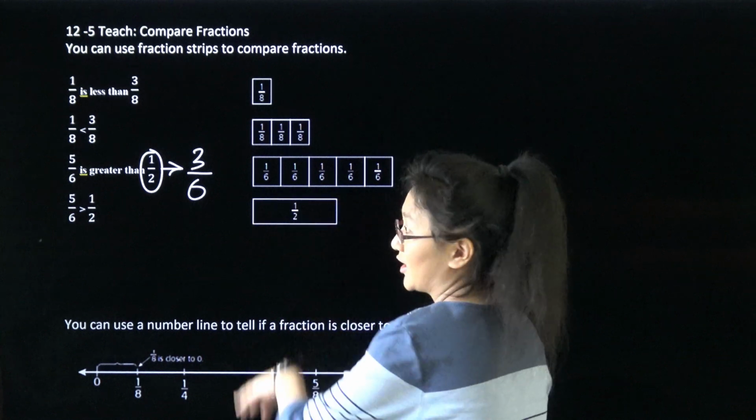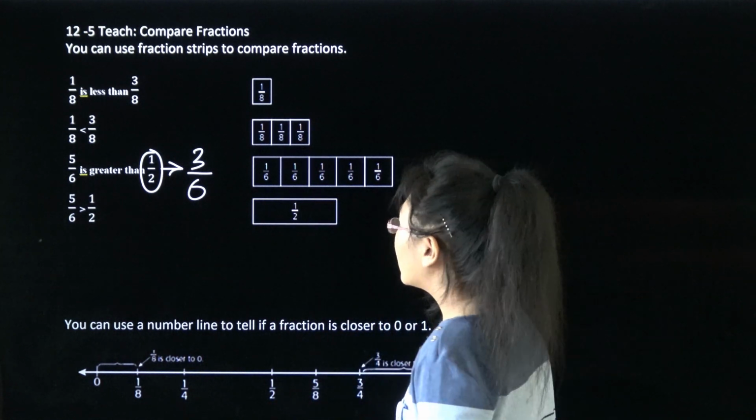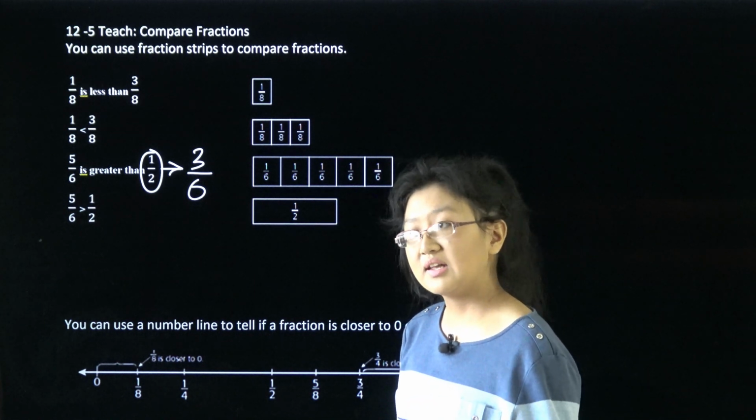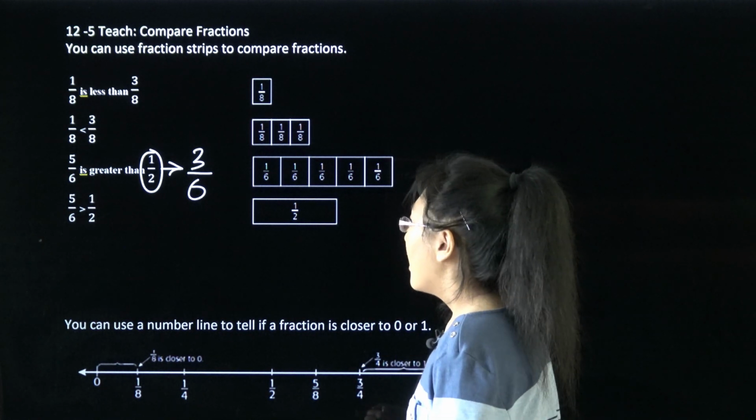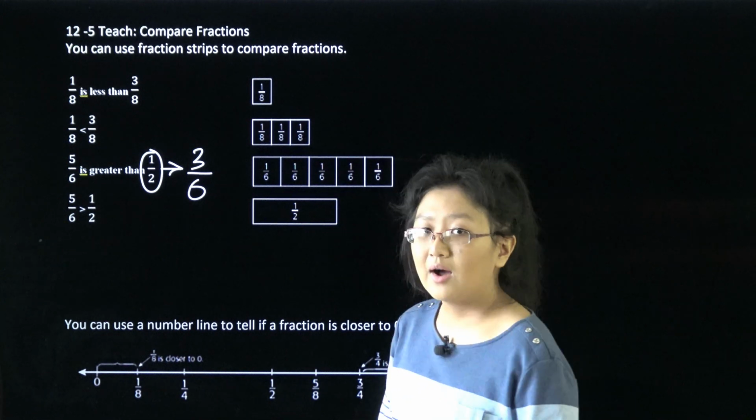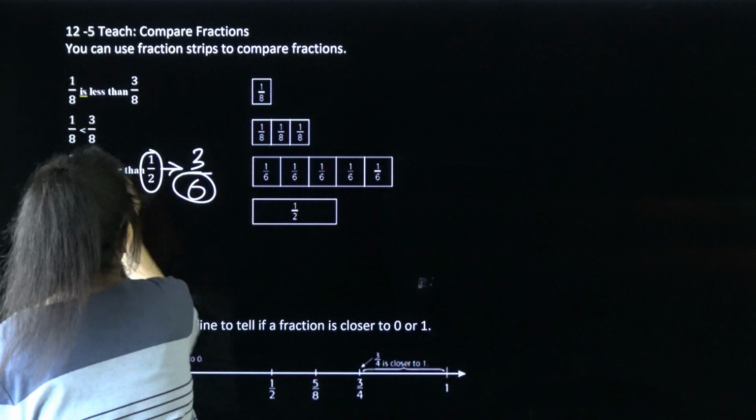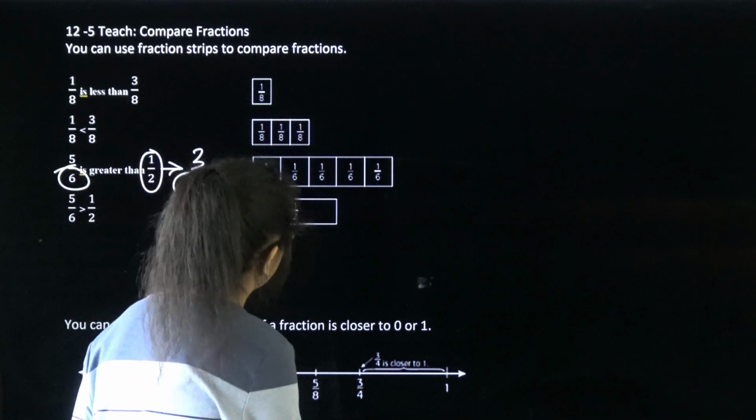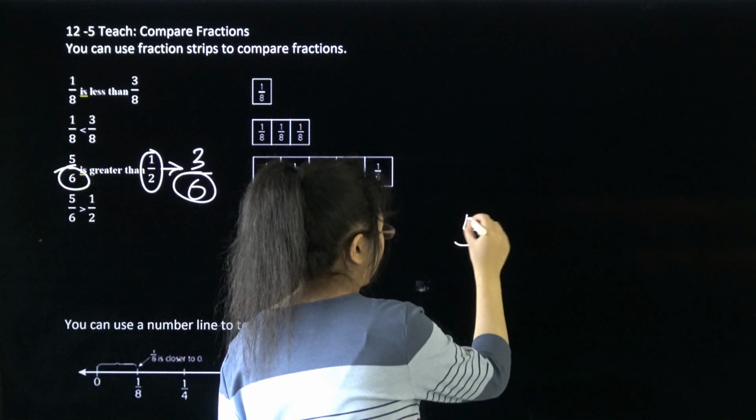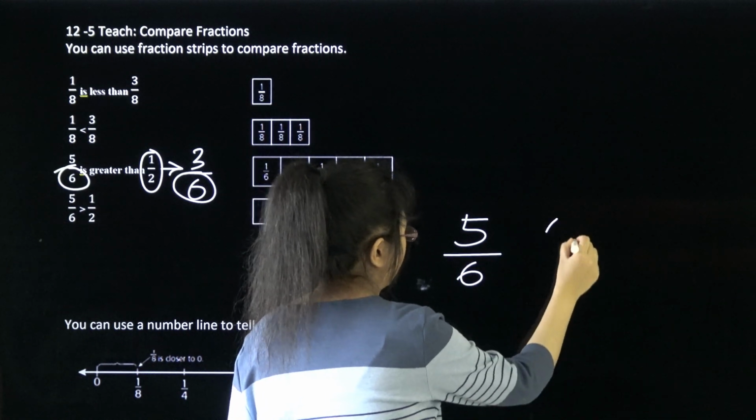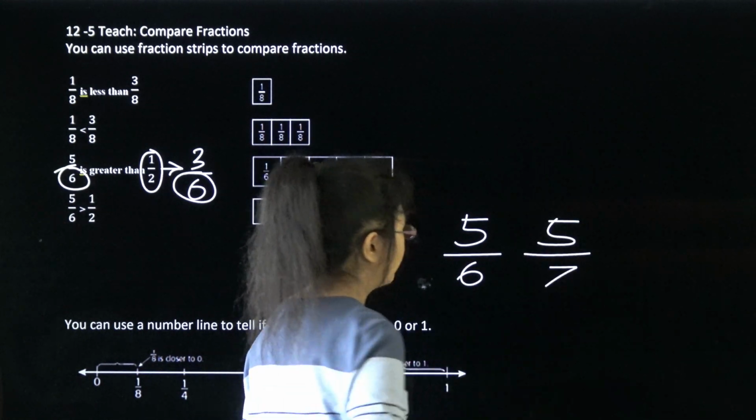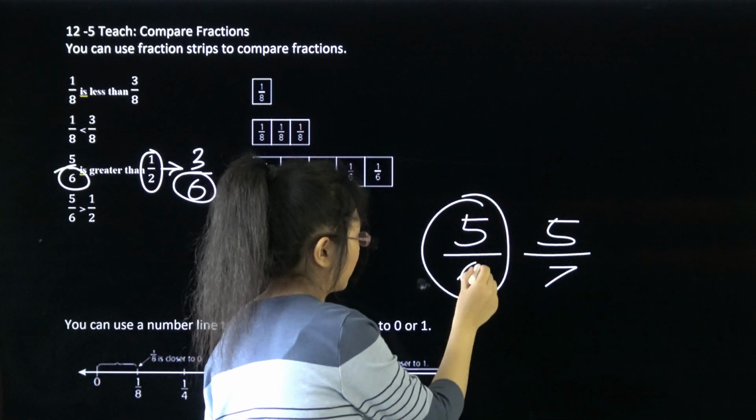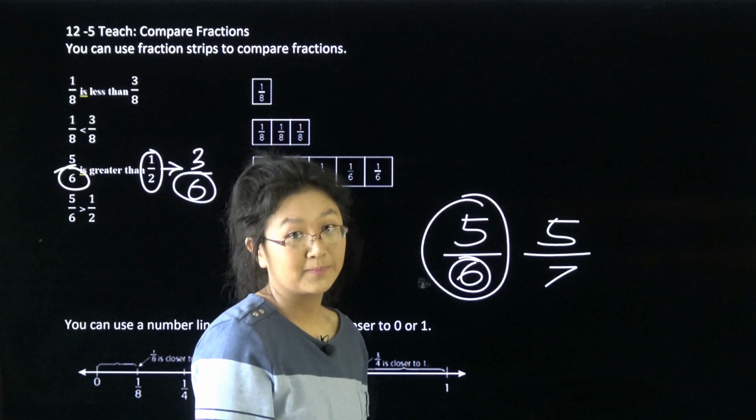So really, you don't need fraction strips. You just need equivalent fractions. Equivalent fractions in the world of fractions is your best friend. And by equivalent fractions, I mean the denominator has to be the same. Or, if you make the numerator the same, like, say, 5/6 and 5/7, then the number with a smaller denominator would be bigger.